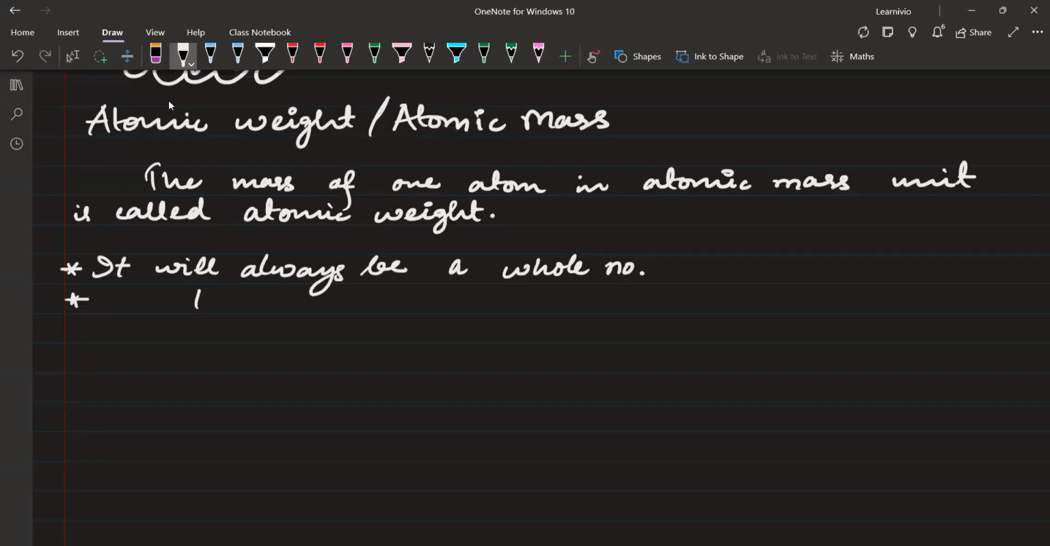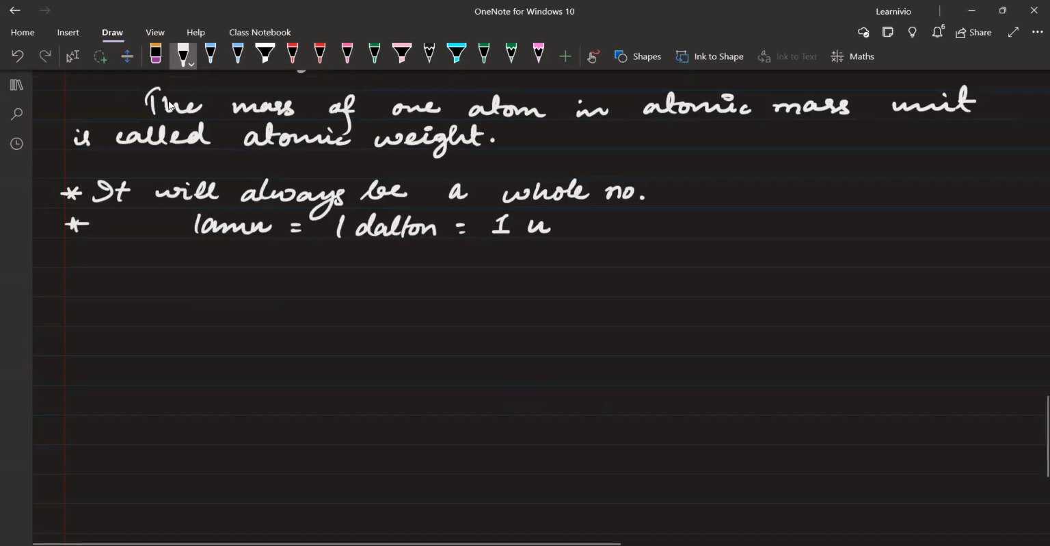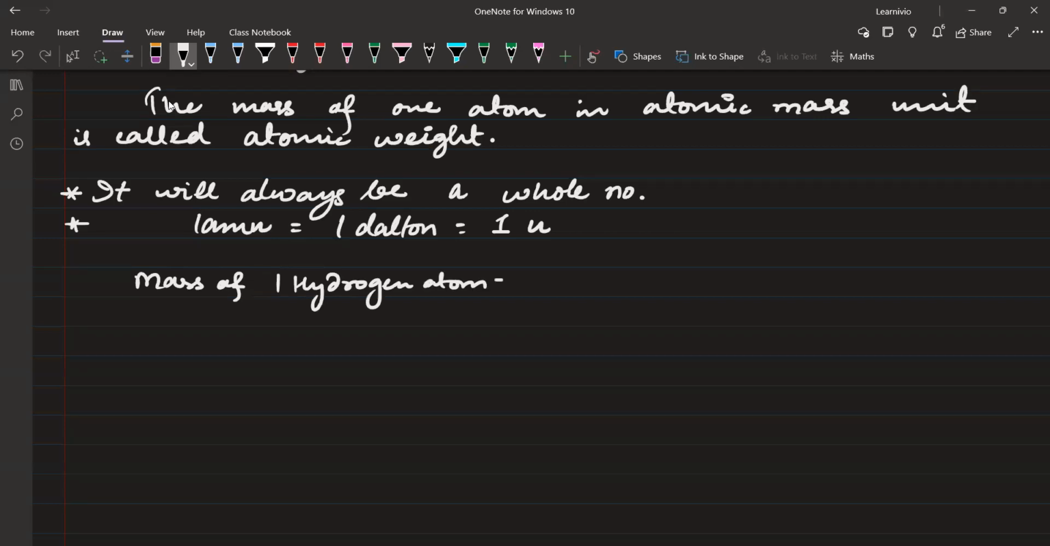The other thing you have to remember is that 1 AMU, or 1 atomic mass unit, is also equal to 1 Dalton. These are just interchangeable units, and it is also equal to 1 u. U is also another name of atomic mass unit, known as unified mass. But let us leave all of those things. Initially the scientists decided that the mass of one hydrogen atom is equal to 1 AMU. That will be equal to 1.